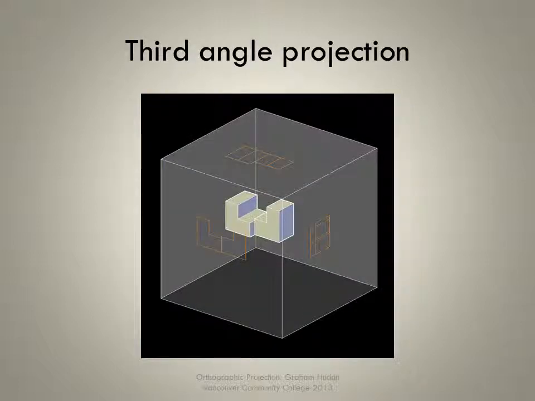With this method of viewing the object, it should be noted that the viewer is always on the outside of the box looking in. This type of projection is referred to as third angle projection and is the method of drafting used in North America. There is another method known as first angle projection, which is used in Europe and the Far East and not covered on this course.